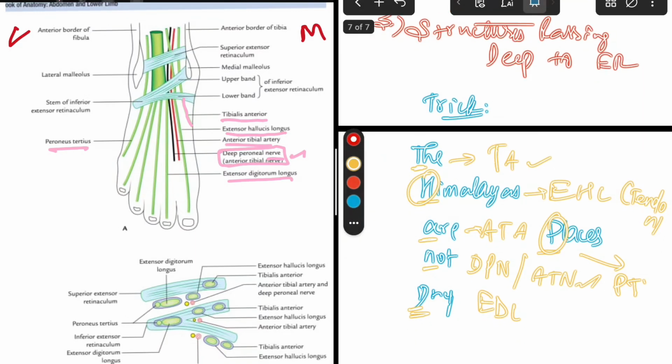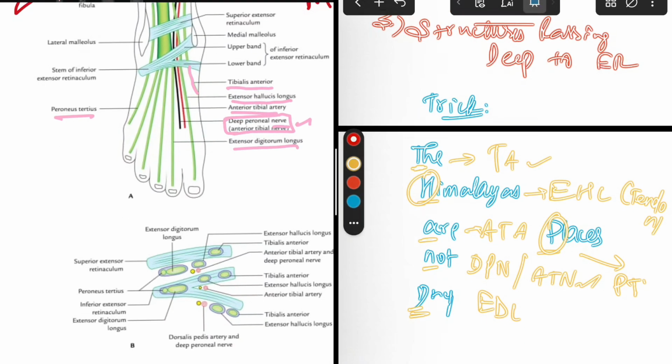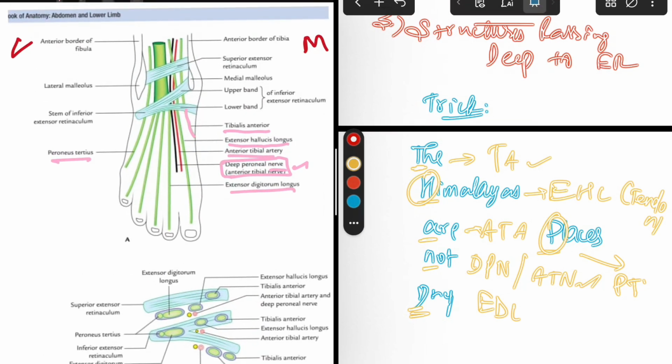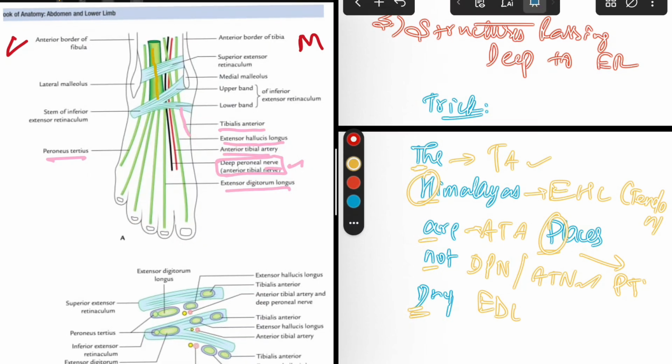Now let us see the surface view showing the schematic diagram of the relations of the tendons, vessels, and nerves to these retinacula, as I already mentioned. We need to know one important point here: the extensor digitorum longus tendon divides into four parts, supplying all four toes except the great toe. The great toe is supplied by the extensor hallucis longus tendon.